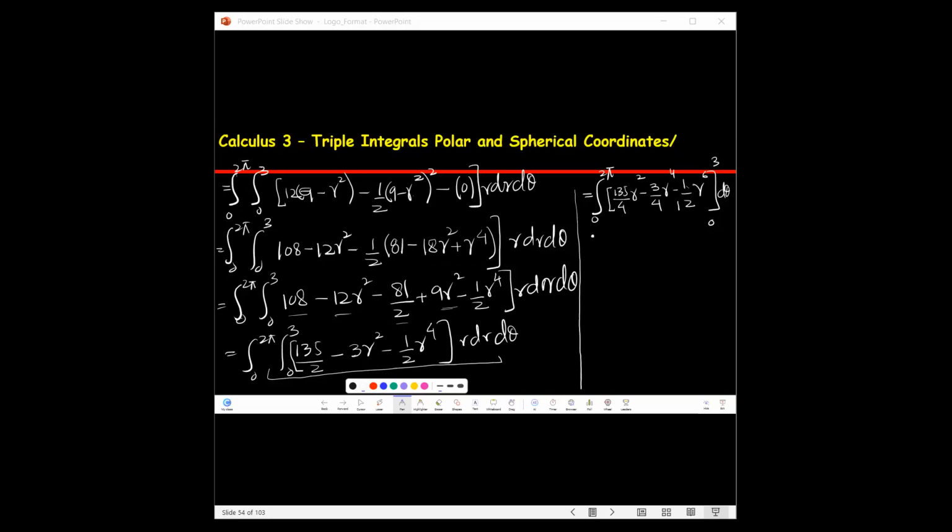Okay, let's simplify it before we take the last integral. So 0 to 2 pi, I'm going to multiply the limit. So 135 divided by 4, 3 squared is 9, minus 3 over 4, 3 to the power 4 is 81, minus 1 over 12, and 3 to the power 6 is 729. We still have d theta.